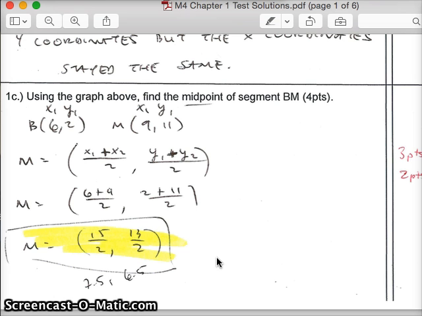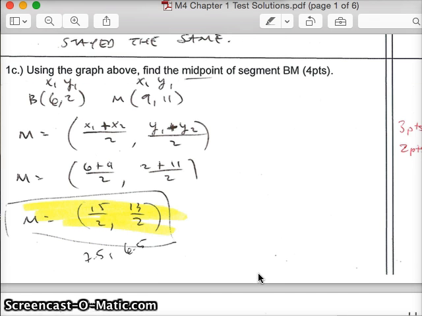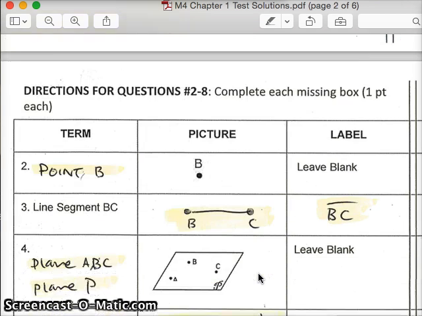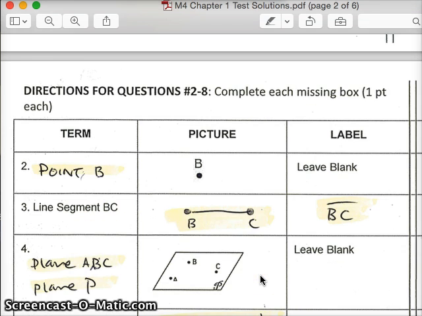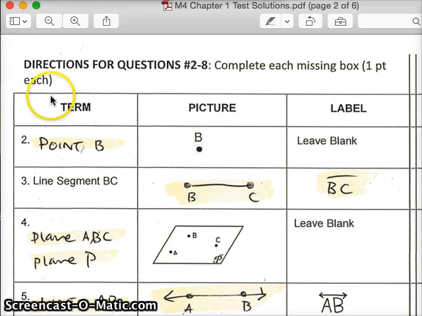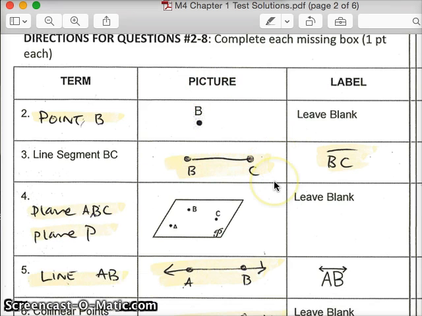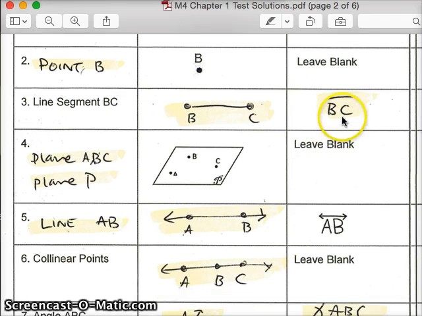Question number 2 on the back side. Again, if this is too fast, you can go home, pause the video, and rewatch it. Question number 2 says complete each missing box. Now, you won't have something like this on the final. This was just to help you recognize that there's a vocabulary word associated with a picture, and from the picture, you should have a symbol.